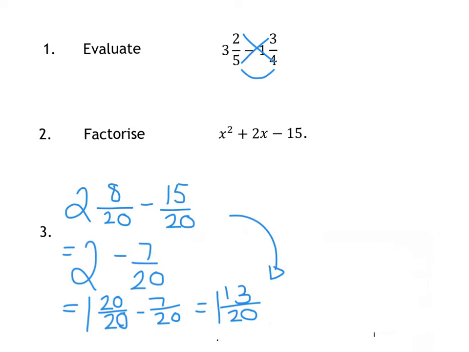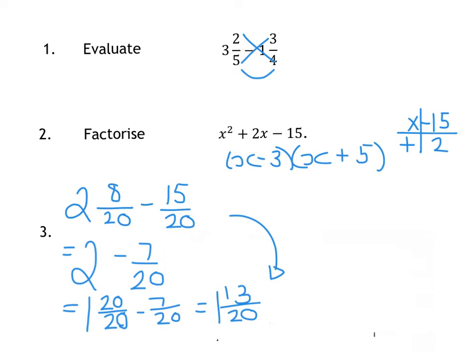To factorise this one, we're going to put it into 2 brackets. X goes in the front of each bracket because x times x will give you the x squared. On the outside, we're looking for numbers that multiply to 15 and add to +2. So it's some combination of 3 and 5. To get +2, it's got to be 5 take away 3, so plus with the 5, take away with the 3. And again, you might have those brackets the other way around, as long as the minus is with the 3 and the plus is with the 5.